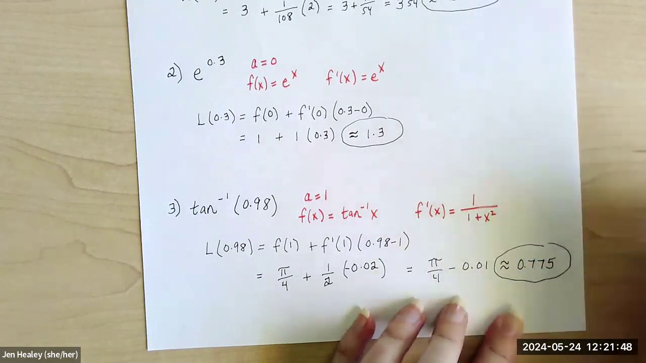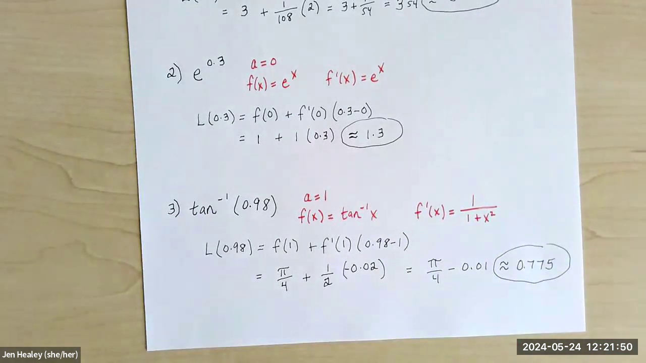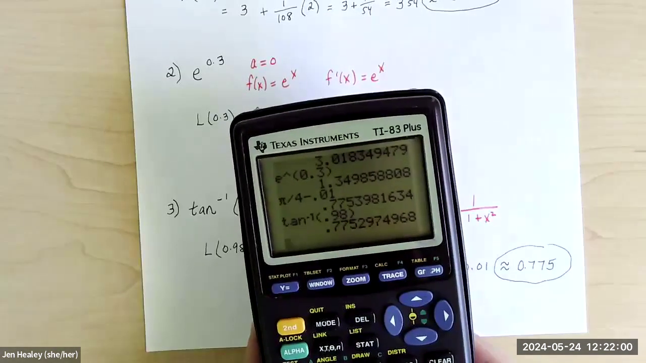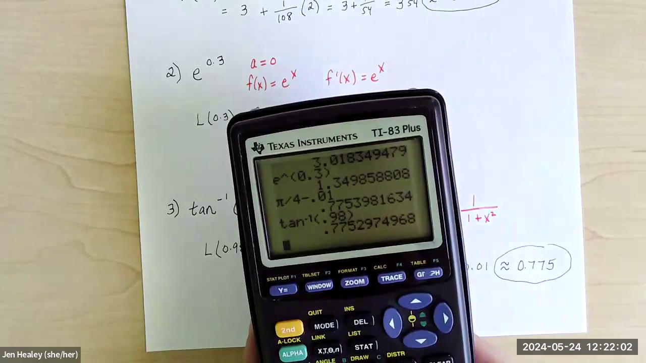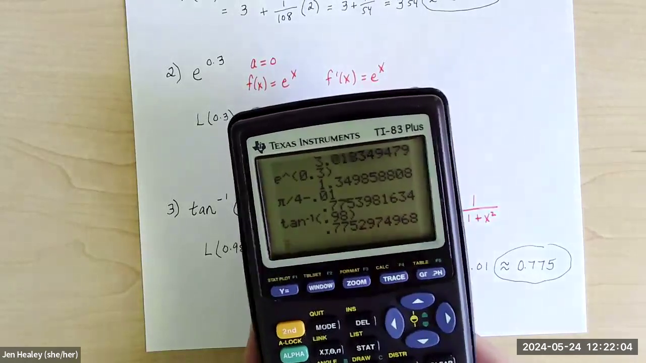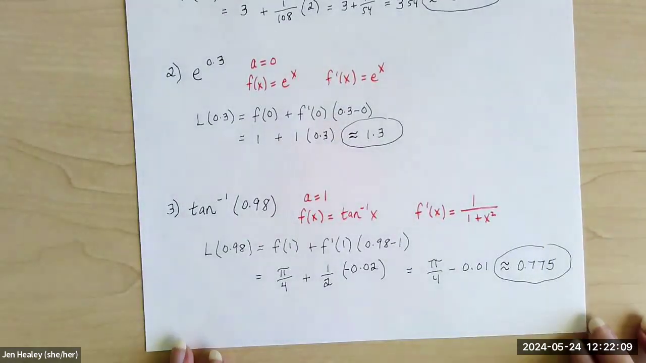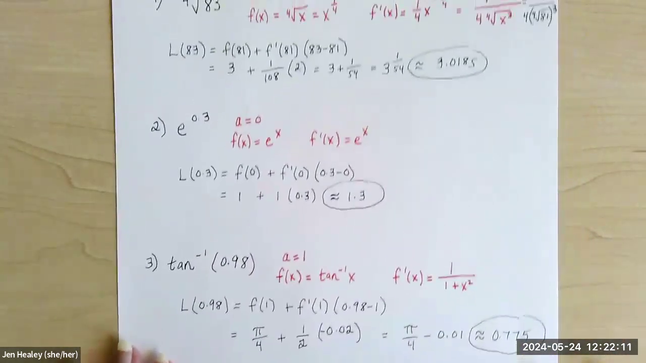And so how good of an approximation is that? Tan inverse of 0.98, my calculator says, is 0.7753. It's a very good approximation. Very close. Three digits, you got it. Yeah, it was perfect. Okay.